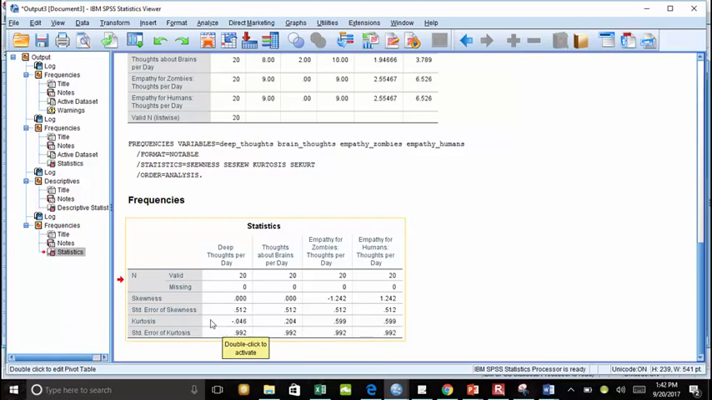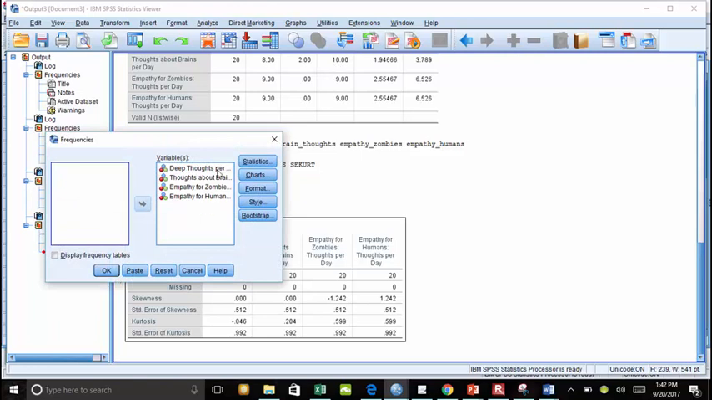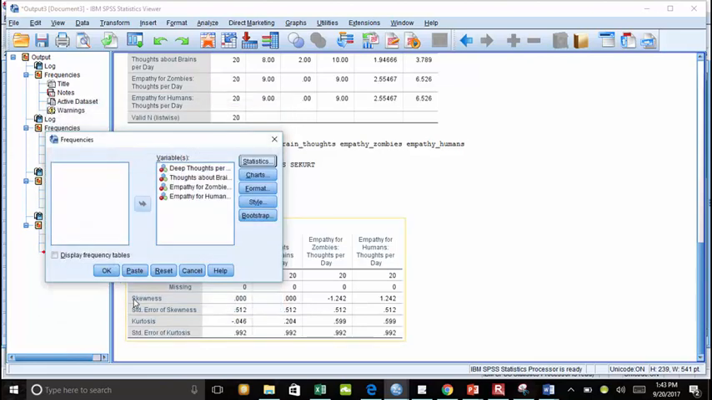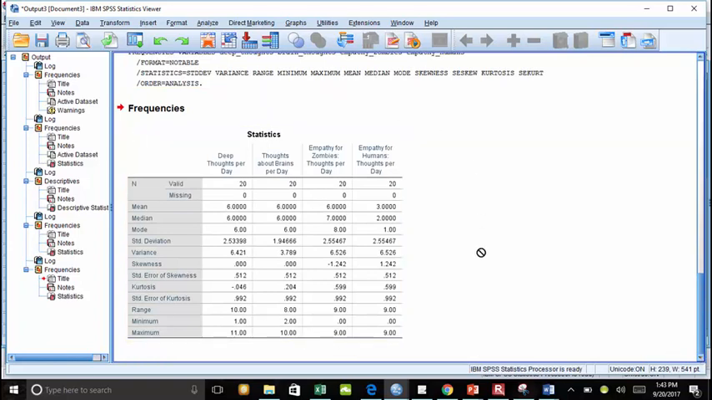A higher number is going to represent a more peaked distribution, and a negative number is going to represent a flatter distribution. And typically, although this isn't in your book, I would probably go into frequencies if I was analyzing all of this, hit my statistics, and get it all at once. I'd want mean, median, mode, my distribution statistics, standard deviation, variance, range, minimum, maximum, hit continue, hit OK, and there you go. You have everything right there. And that should make you pretty happy how quickly you get that data if you remember taking your lecture class and how long it takes to calculate this all by hand, right? And so here you go.